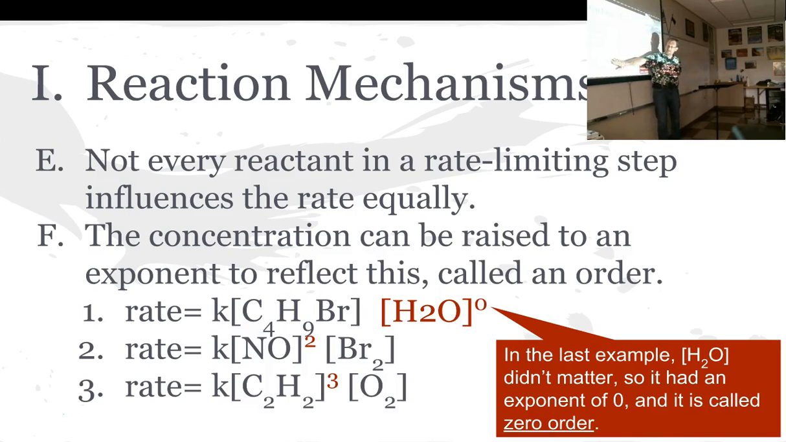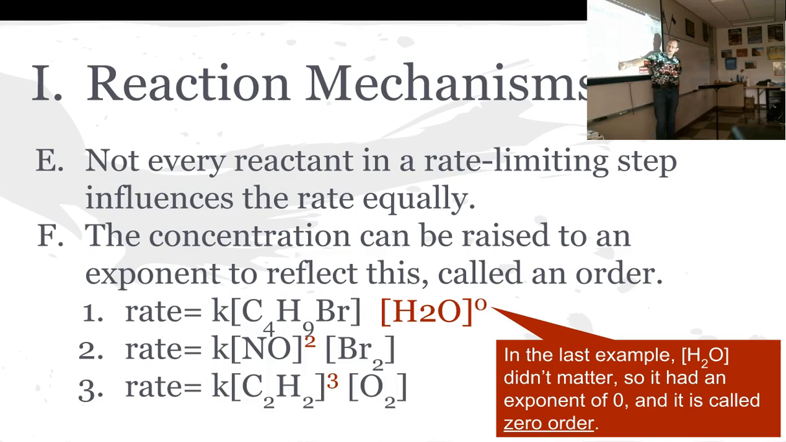And so in this example, what they're telling you is that the concentration of nitrous oxide influences the rate much more than the concentration of bromine. But bromine does influence it. But this would influence it to the first order. So as this goes up linearly, the rate would go up linearly, right? It would be a direct relationship. You double the concentration of bromine, the reaction would go twice as fast.